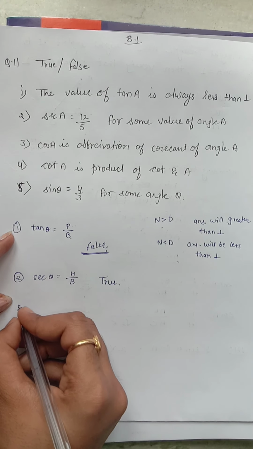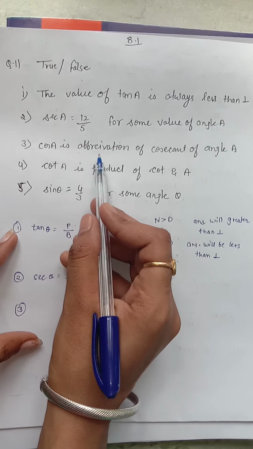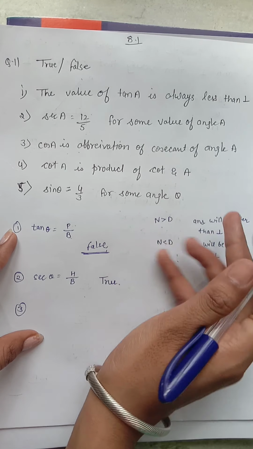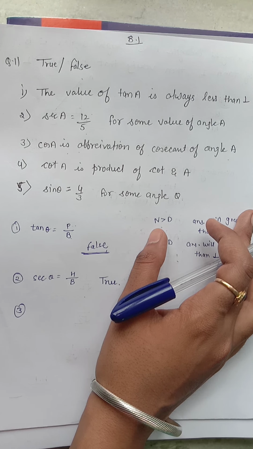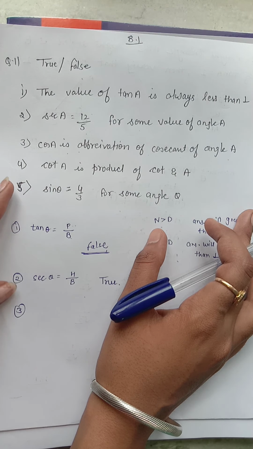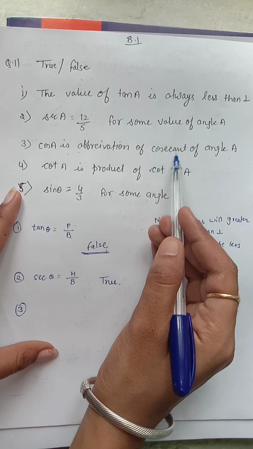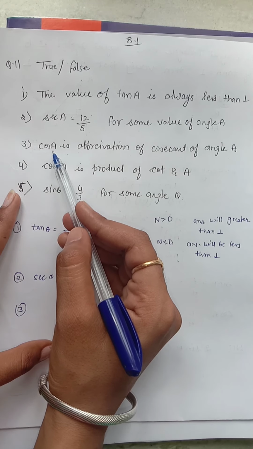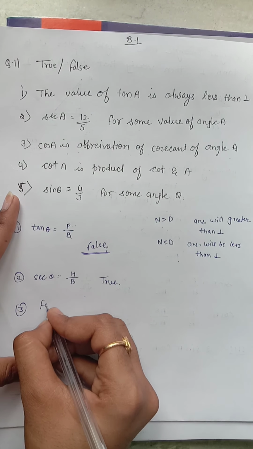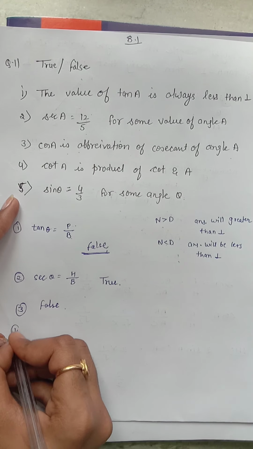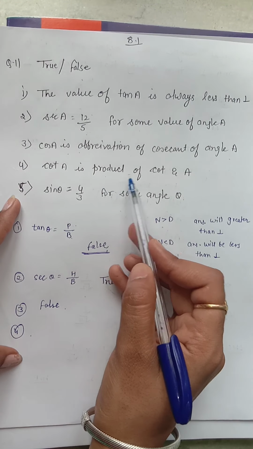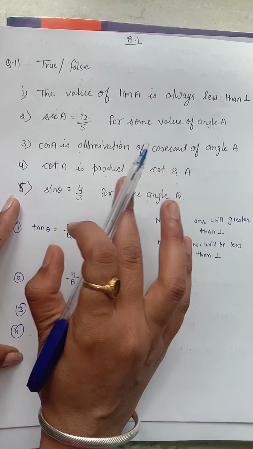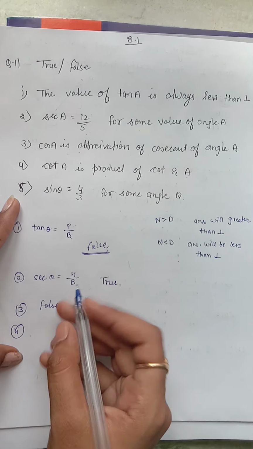Question number 3. Cos A is the abbreviation of cosecant of angle A. You know that in my first video of this chapter, I clearly defined that the abbreviation of cosecant is cosec. Cos is the abbreviation of cosine, right? So it's false. Question number 4. Cot A is the product of cot and A? No, it is not possible. So it is false.